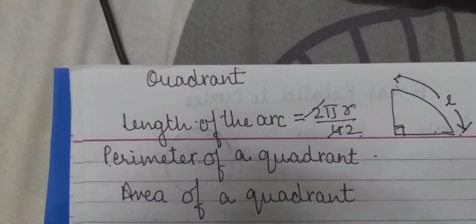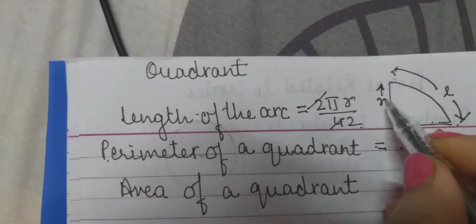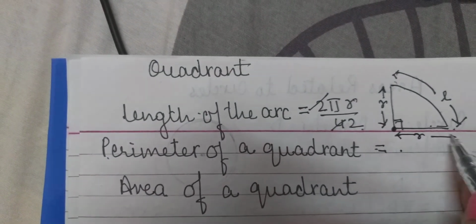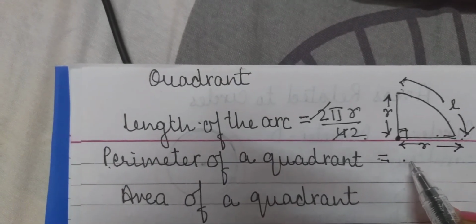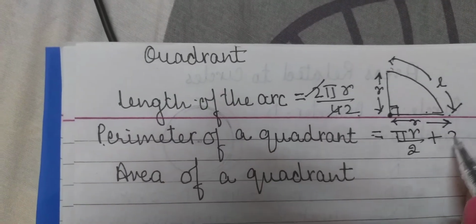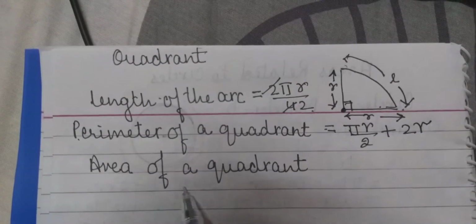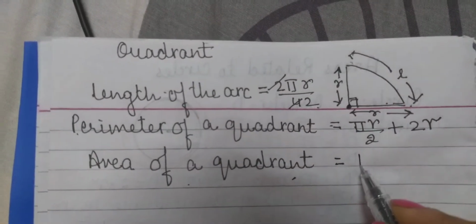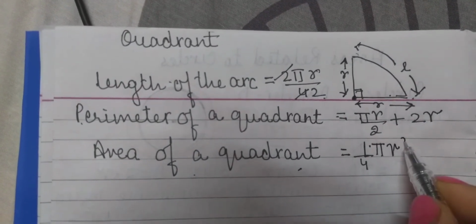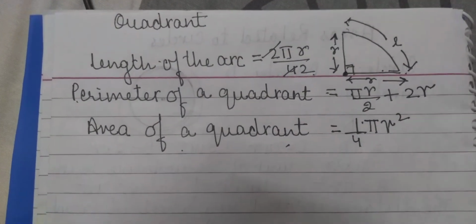And what is the perimeter of a quadrant? I have told you, length of the arc plus, this is again, this is the radius, because this is the center of a circle. This is again a radius. So it will be length of the arc, which is pi r upon 2, plus 2r. So this is perimeter of a quadrant. And what is the area of the quadrant? It is 1/4 the area of a circle, and area of the circle is pi r square. Clear?